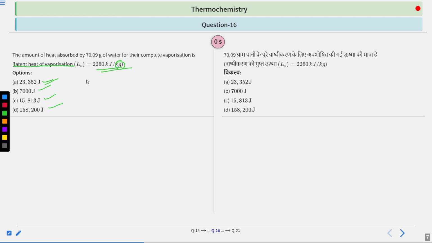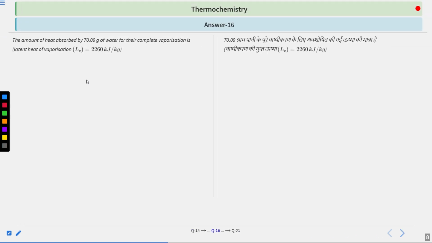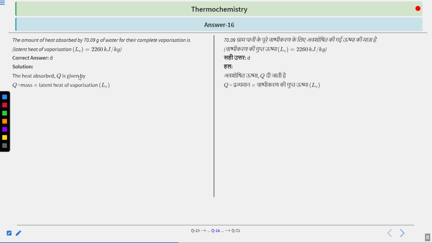So your time is up. Now let us see the solution. How can we solve it? The question was asking what is the amount of heat absorbed on vaporization, meaning conversion of water liquid into water gas, for 70.09 grams, whereas the latent heat of vaporization is given. So for those who have solved, the correct answer is D.